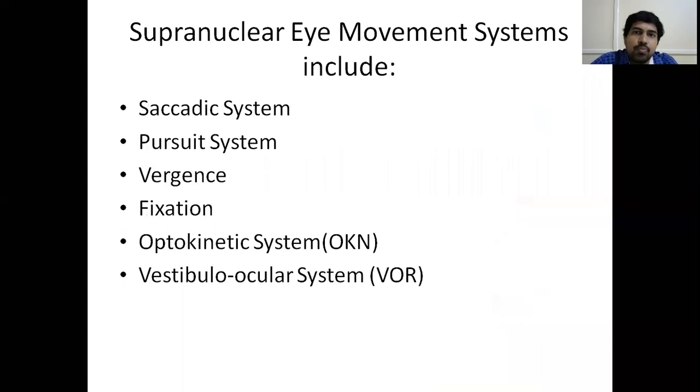So what are the various supranuclear eye movements? Just remember the names: saccades, pursuits, vergences. Vergences I already told you, convergence, divergence, and all. Fixation. Fixation is nothing but your orthophoria. And an optokinetic system and vestibulo-ocular system. The vestibulo-ocular system will be dealt with in your ENT: cold water causes nystagmus to the opposite side and warm water to the same side. So that is the vestibulo-ocular system. Optokinetic system, fixation, vergence, pursuit, and saccades.